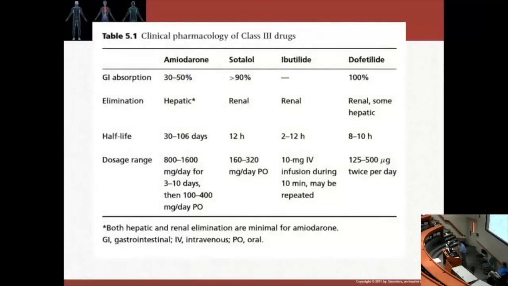And so this basically just summarizes the clinical pharmacology of the class 3 agents. Okay, GI absorption, elimination, half-life, and the dosage range. Of course, for this particular lecture series, you don't have to worry about the dosage. We're not there yet. Okay.